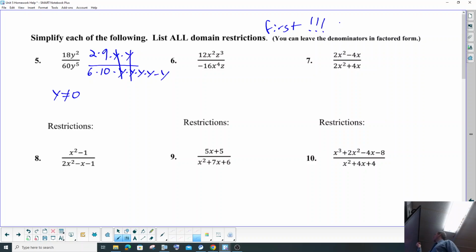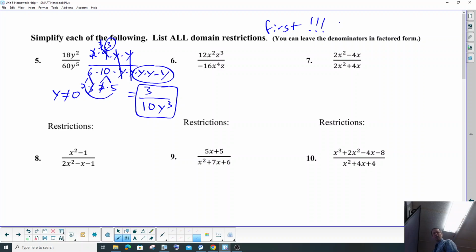So 2 of those y's will cancel. And then we got 10, and 10 factors into 2 times 5. So one of those 2's will cancel. 9 factors into 3 times 3, right? And 6 factors into 2 times 3. And one of those 3's will cancel. So we just have a 3 in the top is all. We have y to the third power in the bottom. And then we have 2 times 5 is 10 in the bottom. So we get 3 over 10 times y to the third power.